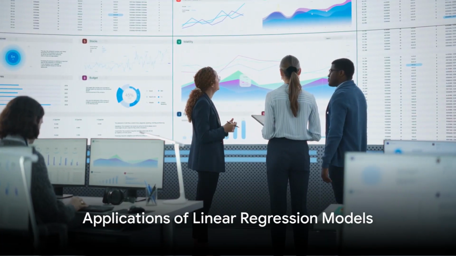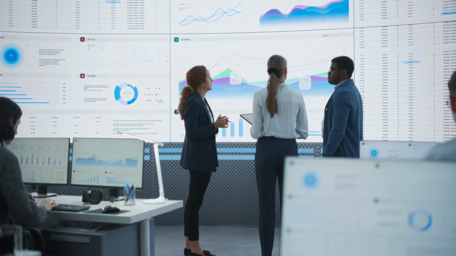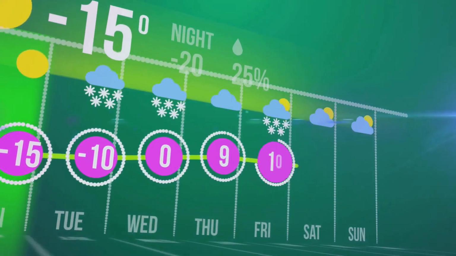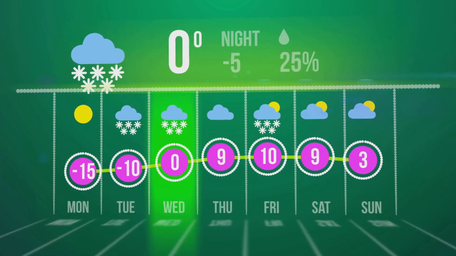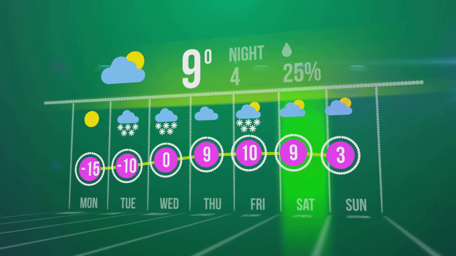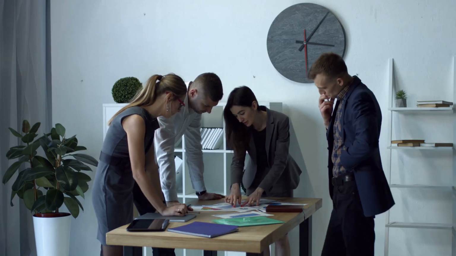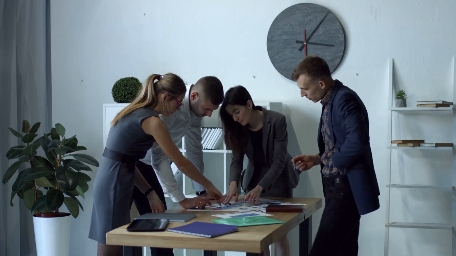Now, the beauty of linear regression models is their wide range of applications. They are not just about predicting house prices. These models are used in weather forecasting, stock market predictions, in healthcare for disease trends, and even in sports for performance tracking. In all these fields, linear regression aids in making informed decisions by providing a glimpse into the future.